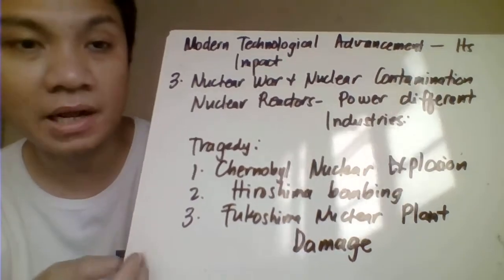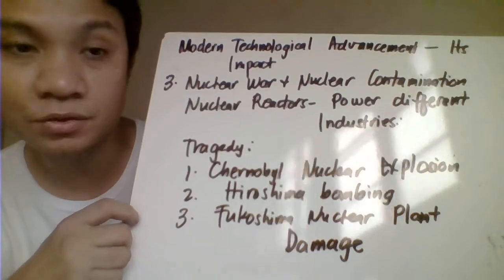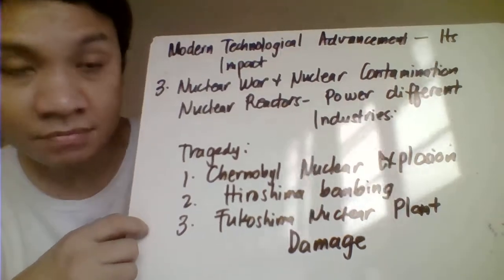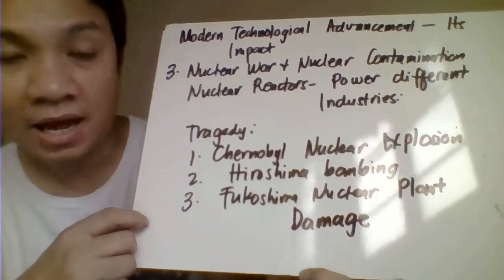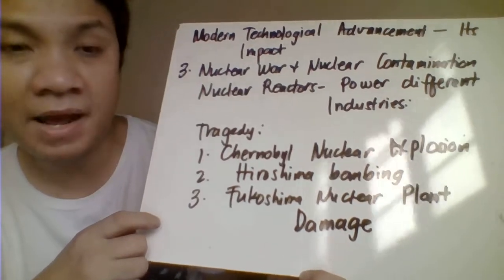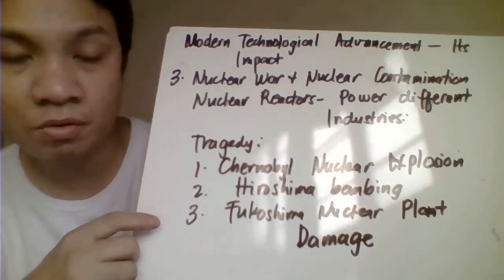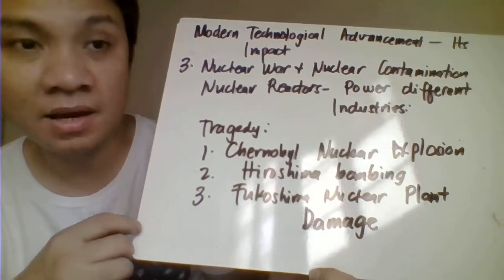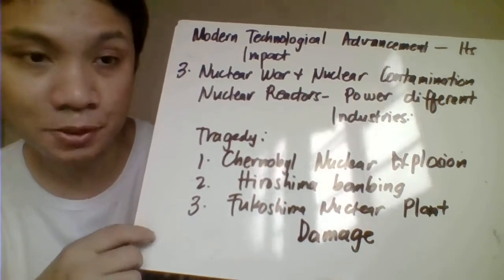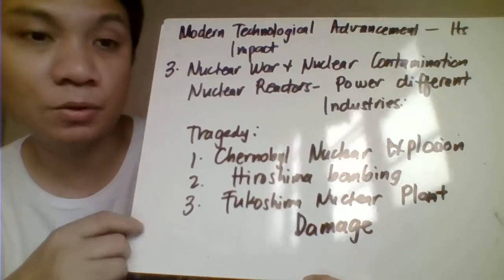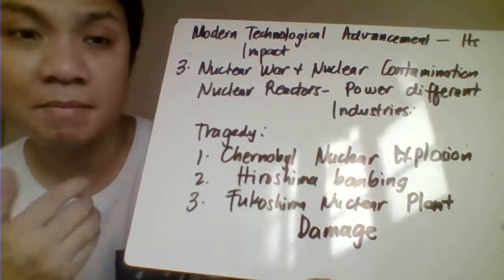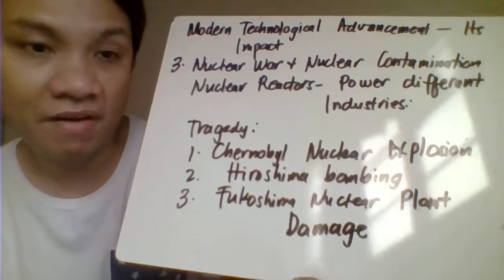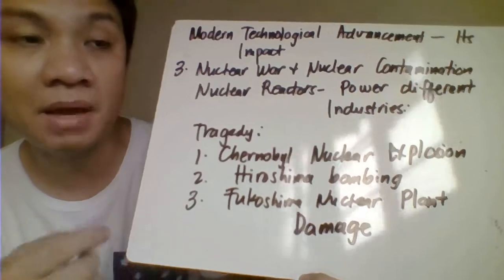So we have here the historical milestones related to nuclear power. First, we have the Chernobyl nuclear explosion which occurred in Ukraine. We also have the Hiroshima bombing, and the Fukushima nuclear plant damage. The Chernobyl nuclear explosion killed thousands, even millions of people in that area, because it eventually caused skin cancer, as the radionuclides alter our genes. So even if you don't die directly, if you're exposed to the environment, there would still be an aftermath effect later on. For the Hiroshima bombing, so many people died of that.